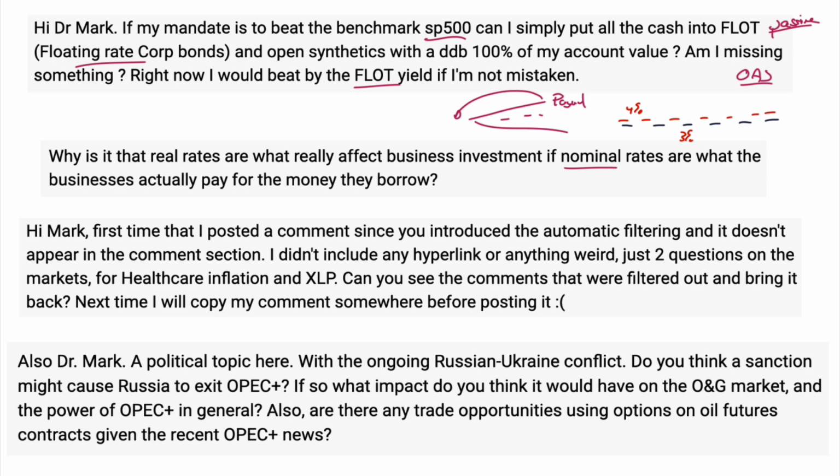Are there any trade opportunities using options on oil futures contracts given the recent OPEC news? I don't play oil using the futures or the options on futures. They are big contracts, lots of volatility. I don't know where anything is going, and I sort of have a general rule: if I don't understand something, I don't play it, because that's where you end up in trouble. If I were going to play oil, I would play it through one of the oil companies, such that I would get a dividend. And I'd probably buy Occidental because Warren Buffett is there and he looks like he really likes it.